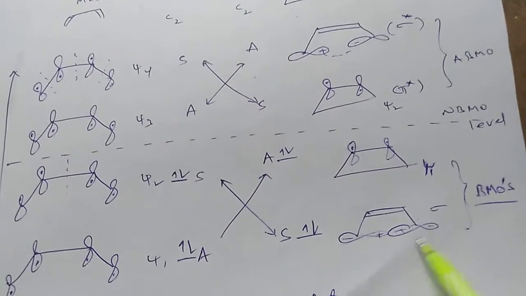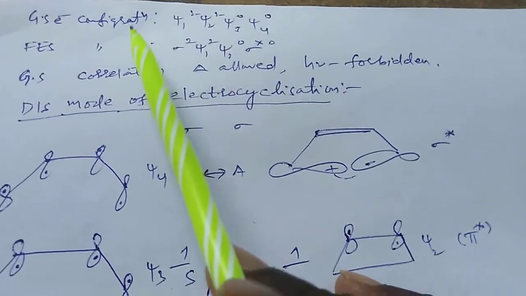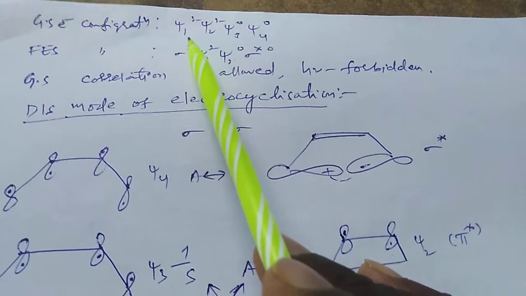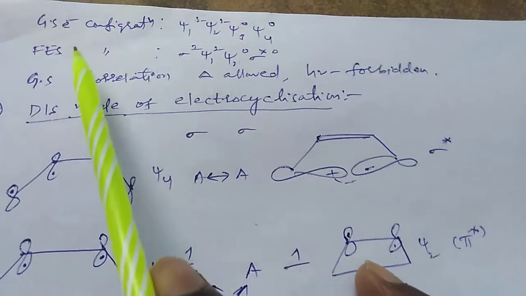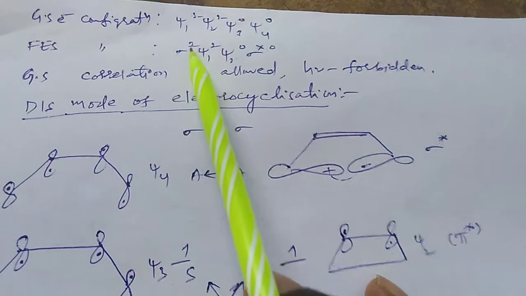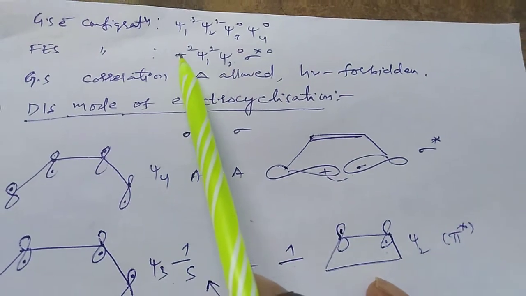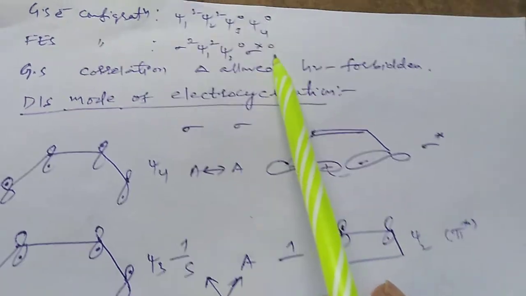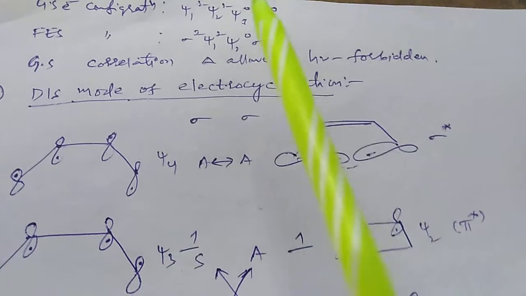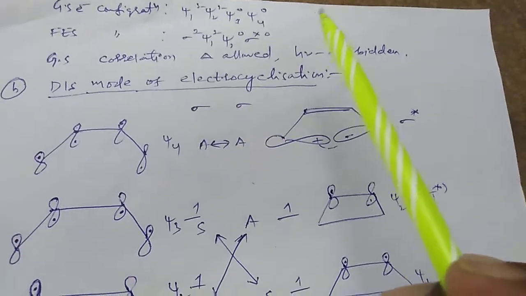Sigma bonding molecular orbital, where the ground state configuration is Psi1 2, Psi2 2, Psi3 0, Psi4 0. But in the first excited state, sigma bonding molecular orbital 2 electrons, Psi1 2, Psi3 0, sigma star is 0. Therefore, it is thermally forbidden and photochemically allowed for the ground state configuration for the conrotation.